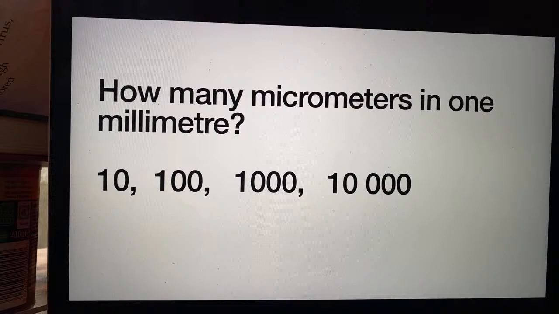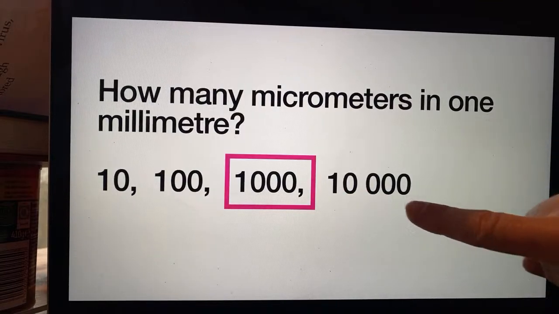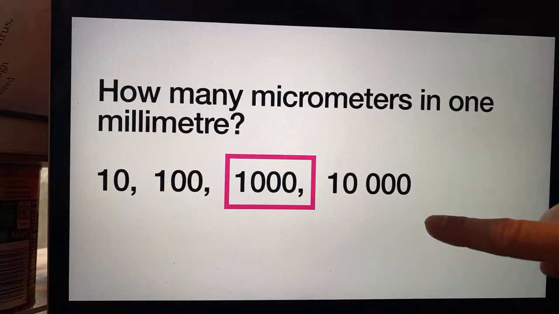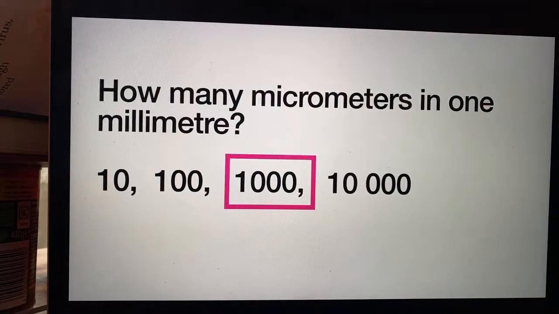This might be tricky. How many micrometers are there in 1 millimeter? 5, 4, 3, 2, 1. It's 1,000. I thought you might say 10,000 because we were pretending everything in our world was 10,000 times bigger. But there are 1,000 micrometers in a millimeter.